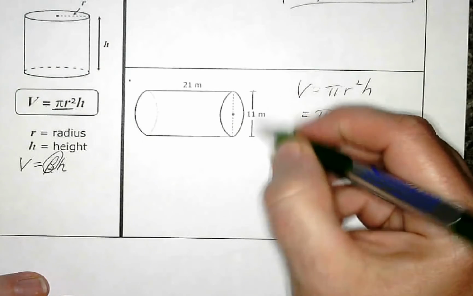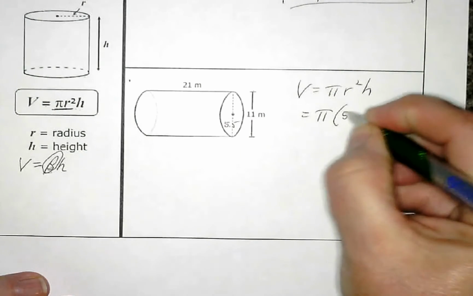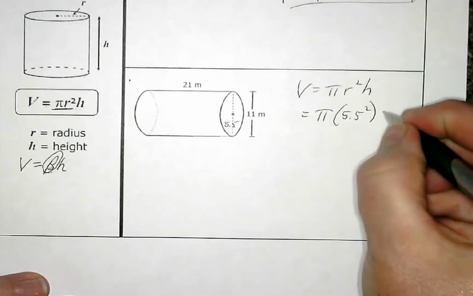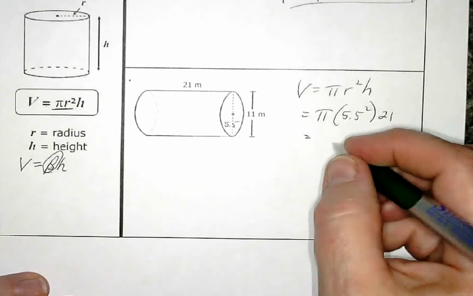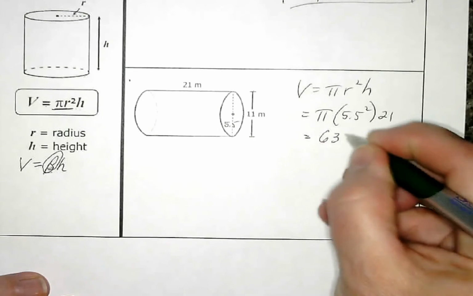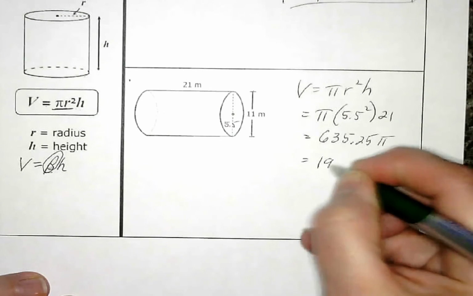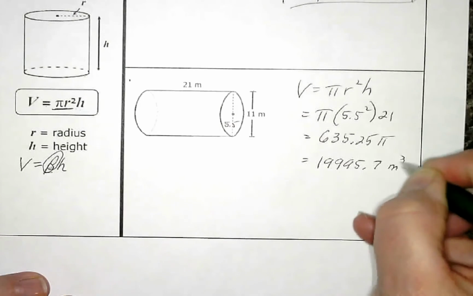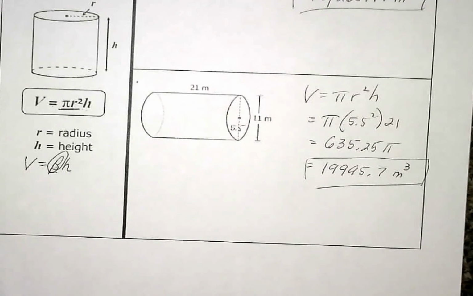I think all I have to do is fill in. You can see here the diameter is 11. That means the radius is 5.5. Just square that. Between my two circles is 21. That would be the height of my cylinder. When I multiply that all together, 635.25 times pi, which is about 1,995.7 cubic meters. Okay, so maybe that's about the easiest one there is.